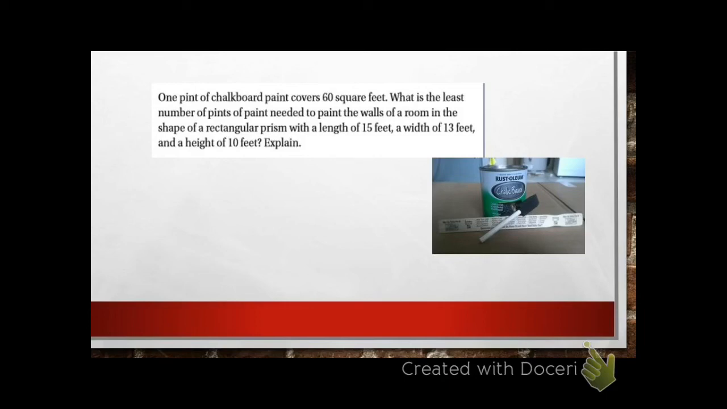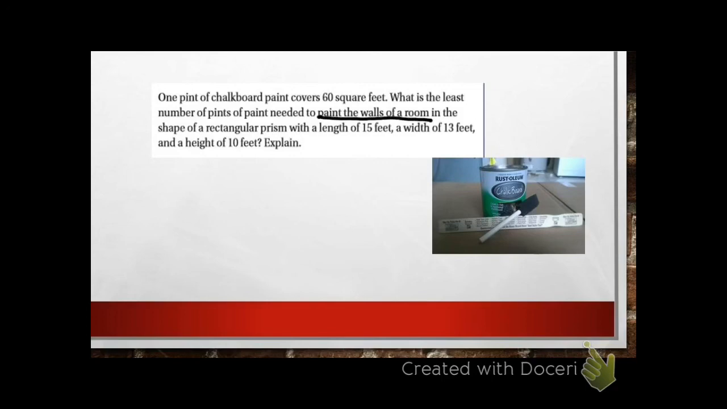It says 1 pint of chalkboard paint covers 60 square feet. What is the least number of pints of paint needed to paint the walls of a room in the shape of a rectangular prism with a length of 15 feet, a width of 13 feet, and a height of 10 feet? Explain. Now remember, on this prism, we're only going to be finding the area of how many faces? 4. I don't think anyone's going to paint their ceiling or their floor with chalkboard paint. We're just painting the walls of the room, okay?